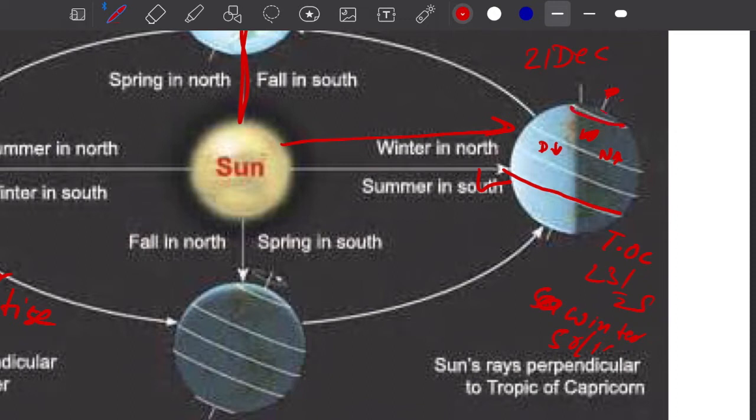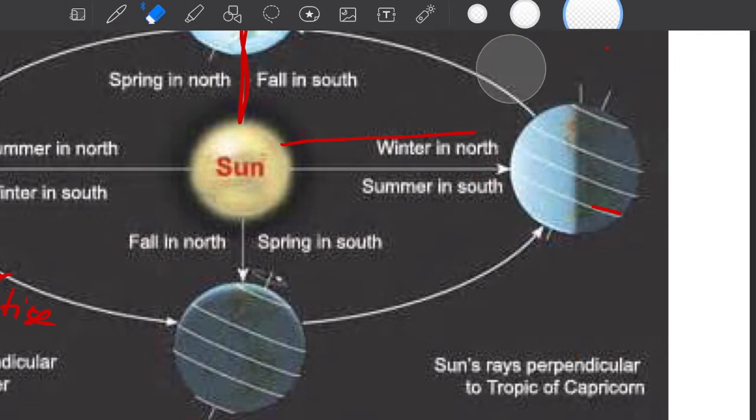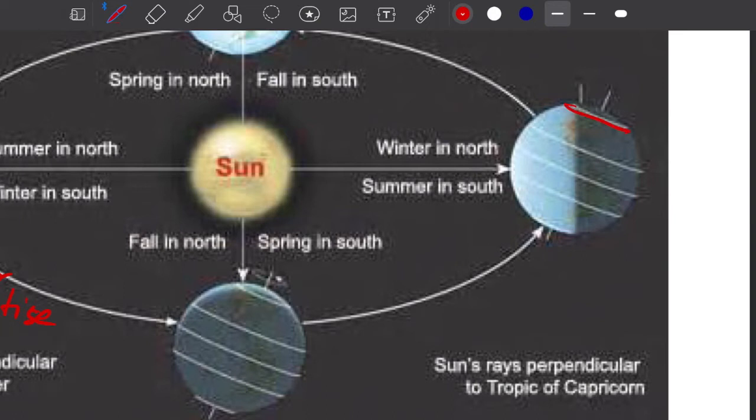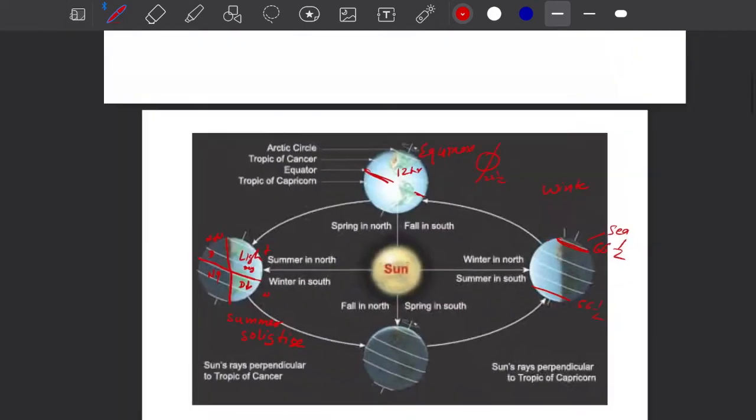What is this line? You tell me what this line is. Comment. Quickly comment. This is called the Arctic Circle and this is called the Antarctic Circle. 66 and a half north, 66 and a half south. Now the Arctic Circle is completely in the dark condition right now. That's why sea ice will form over here. Full Arctic sea ice formation will take place.